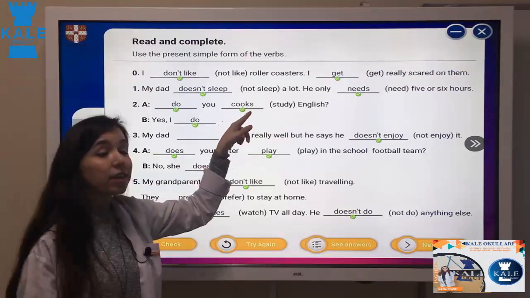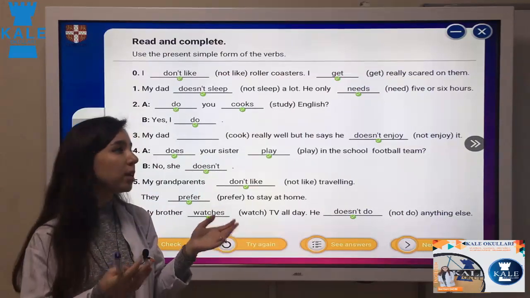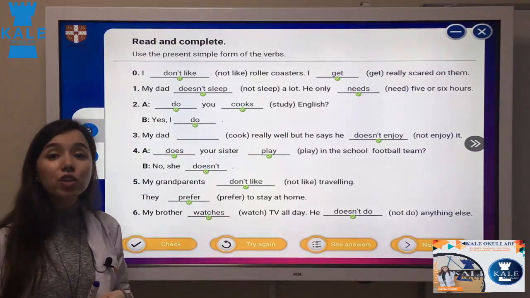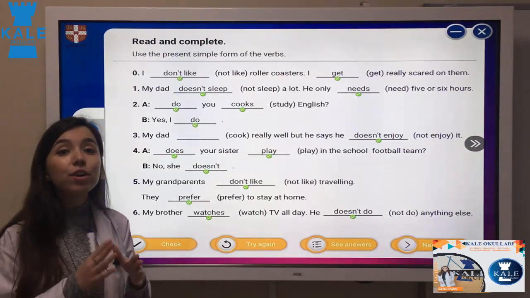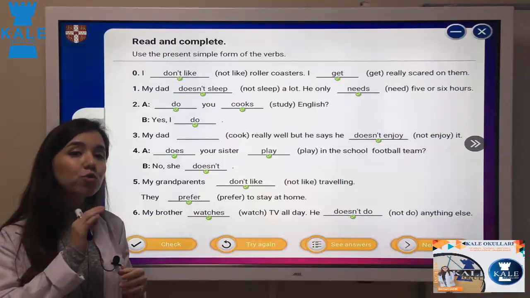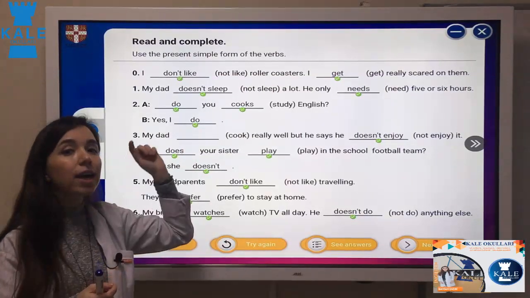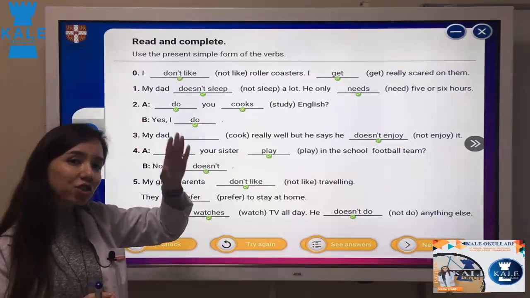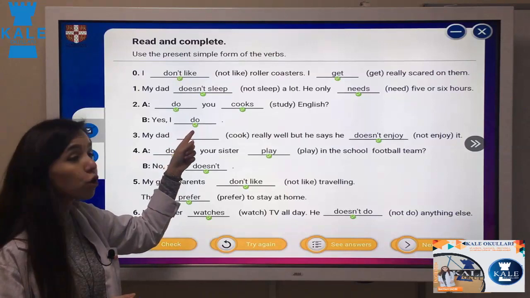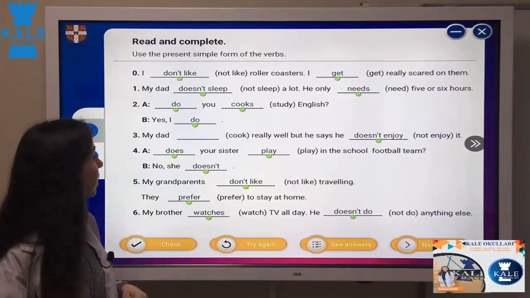Please pay attention here. Cooks is wrong. It's a kind of mistake that sometimes happens everywhere. It should be study here. And you know that in the question form, never ever use S or ES. In question form and negative form, just the simple form of the verb. For example, do you study? Does she study? Does she cook? There is no S there. It's a short form, so we use do. Or you can say, yes, I study English.